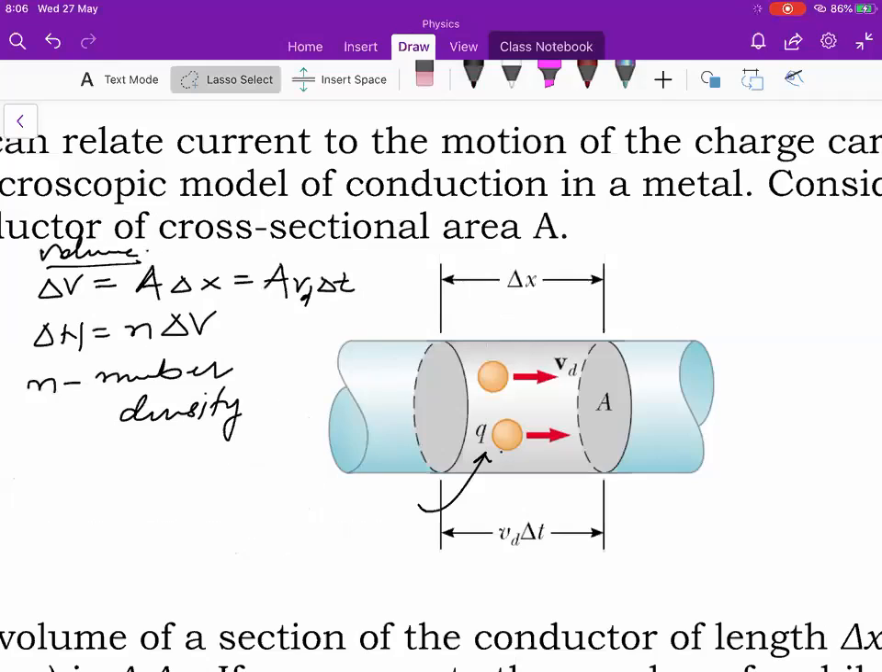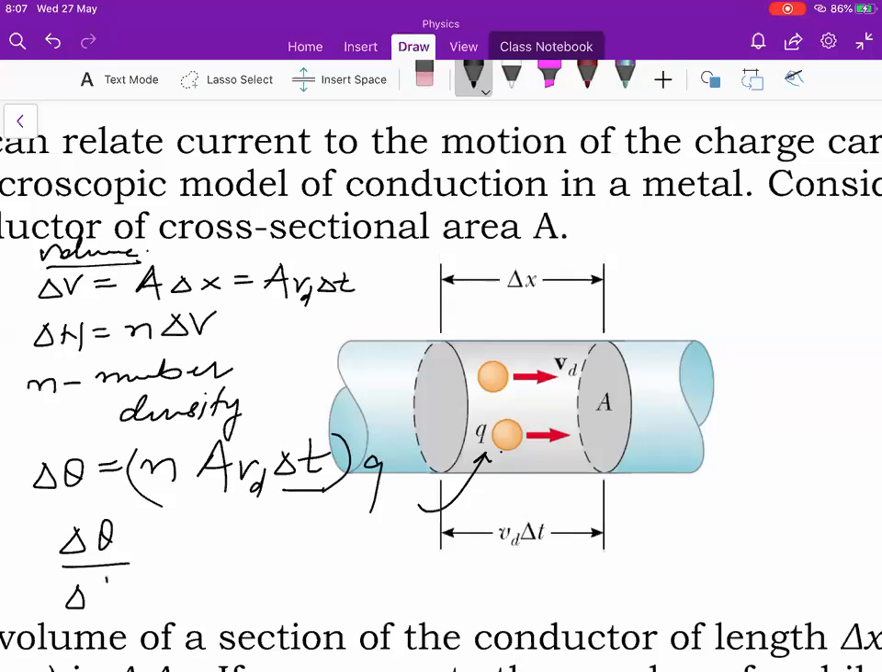With that you calculated the number of charge carriers that moved across this area A in time delta t, right? Now what is the charge that has flown through this area in time delta t? The total charge that has flown through it is n A Vd delta t, that is the number, into the charge of each charge carrier, which is q. Now you take delta t on the denominator side. So delta q by delta t is nothing but your I average. That will be n q A Vd.